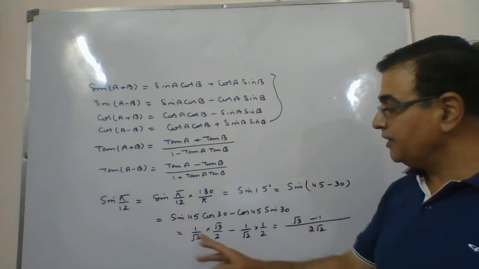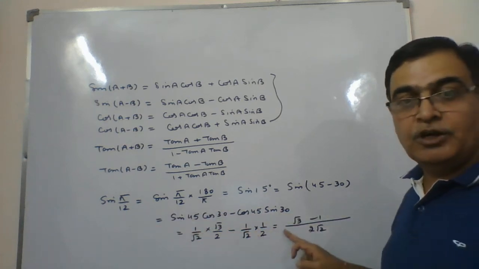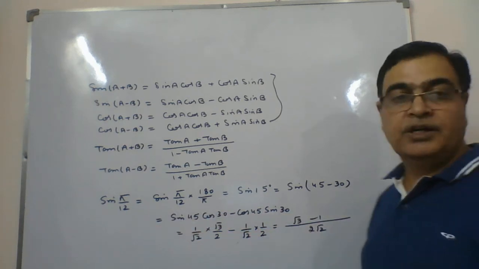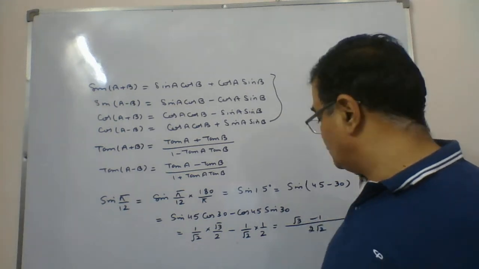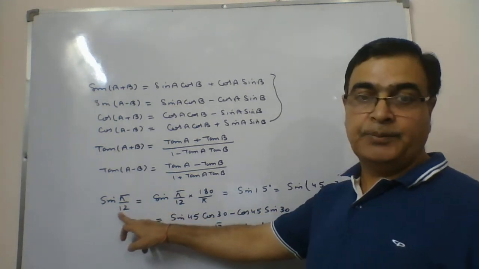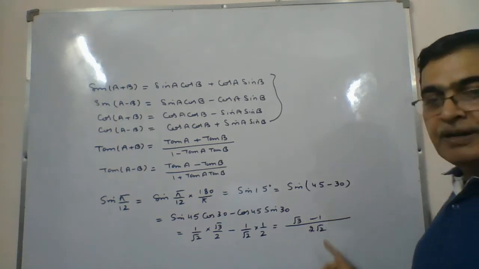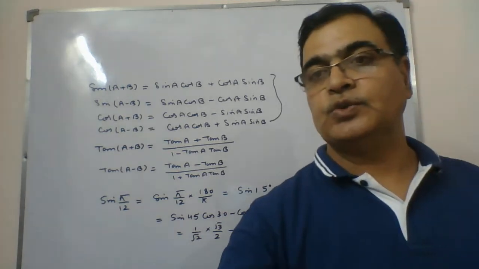So sine A plus B formula, sine A minus B formula we have used and we have calculated root 3 minus 1 by 2 root 2. That is the value of sine pi by 12. If you want to multiply it by root 2, you can do that also.